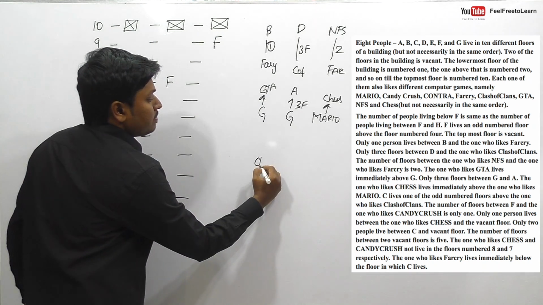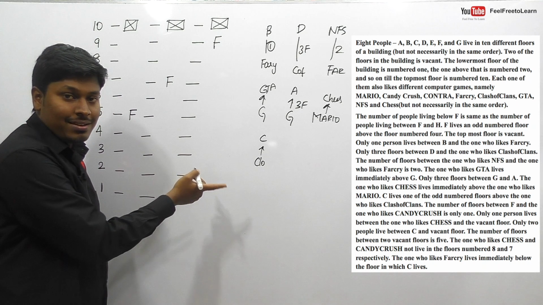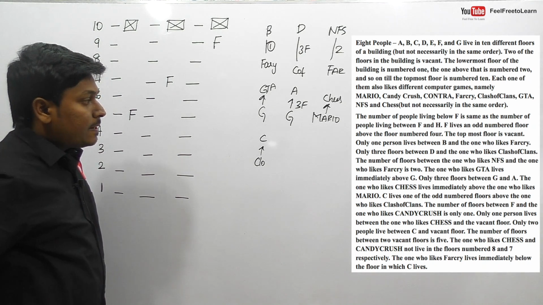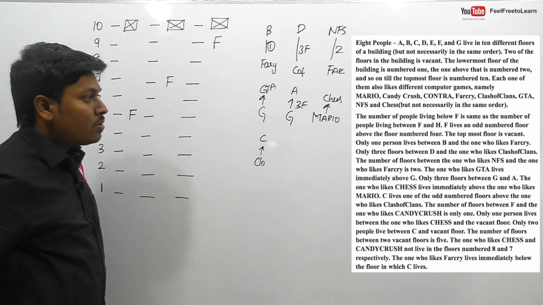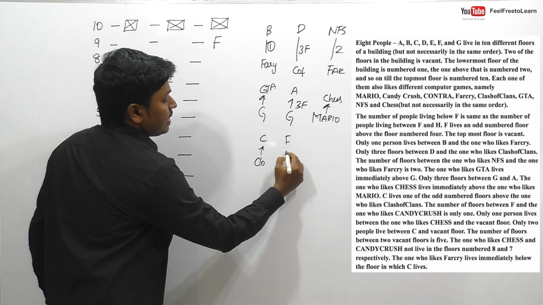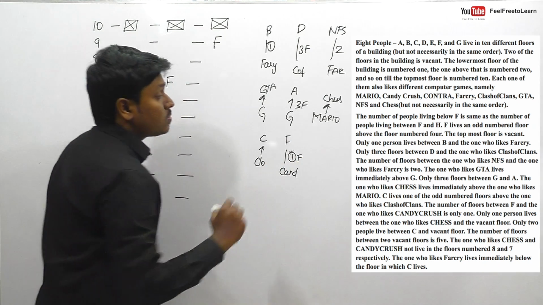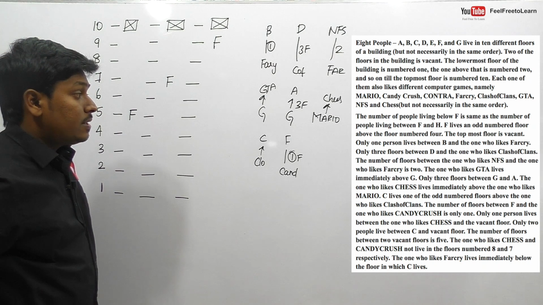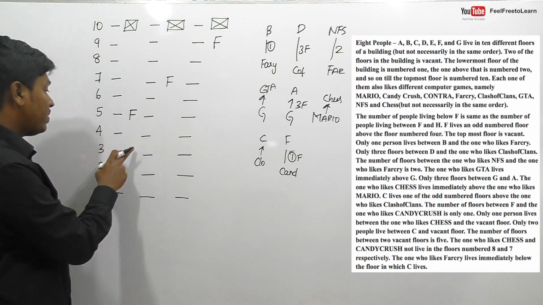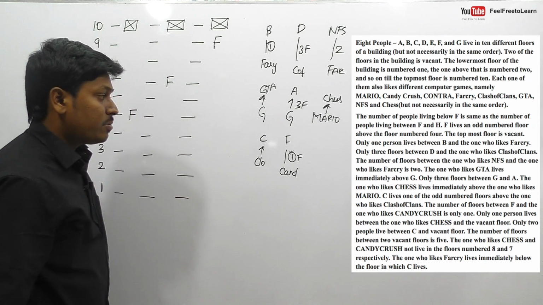Okay, above the person who likes Clash of Clans, the person is not immediately above, right? It's above Clash of Clans, the person C is living. And the number of floors between F and the one who likes Candy Crush is 1. So between F and Candy Crush there is only 1 floor, right? There is 1 floor, that is important. And we know F is here, so between F and Candy Crush there should be 1 floor. Here it is possible, here it is possible. No way, right? We move on to the next point, friends.